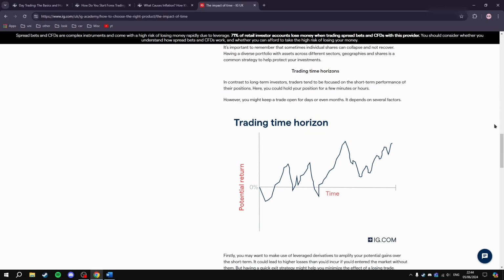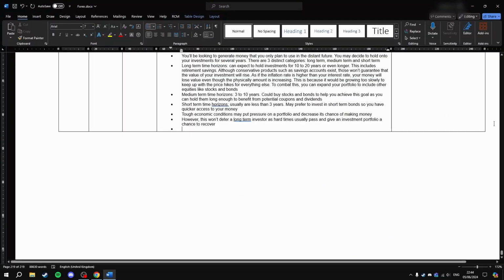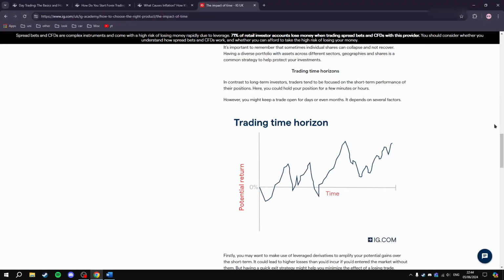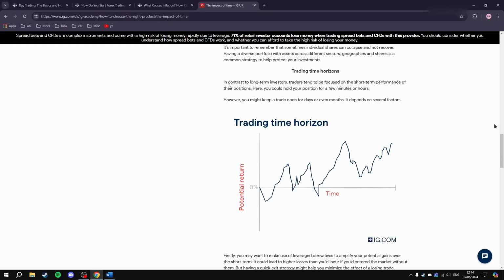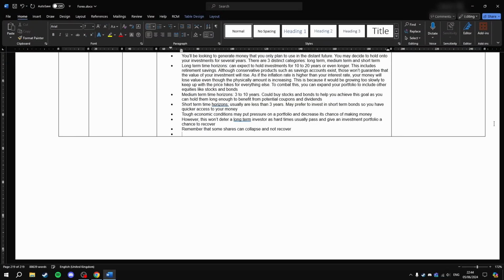It's important to remember that sometimes individual shares can collapse and not recover. Having a diverse portfolio of assets across different sectors, geographies and shares is a common strategy to help you protect your investments. So diversify your portfolio.